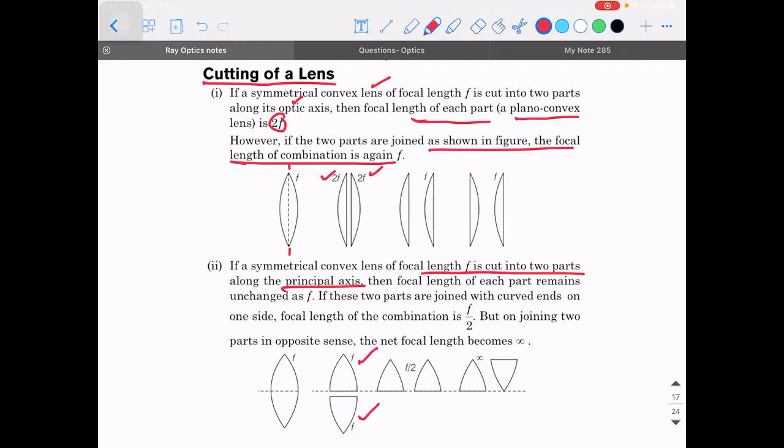If the symmetrical convex lens of focal length f is cut into two parts along the principal axis, then the focal length of each part remains the same, unchanged as f. If these two parts are joined with curved ends on one side, the focal length of the combination is f by 2. But on joining these two parts in the opposite sense, the net focal length becomes infinity.